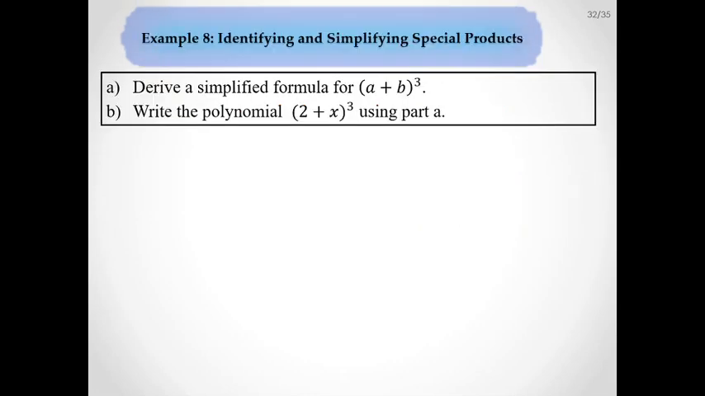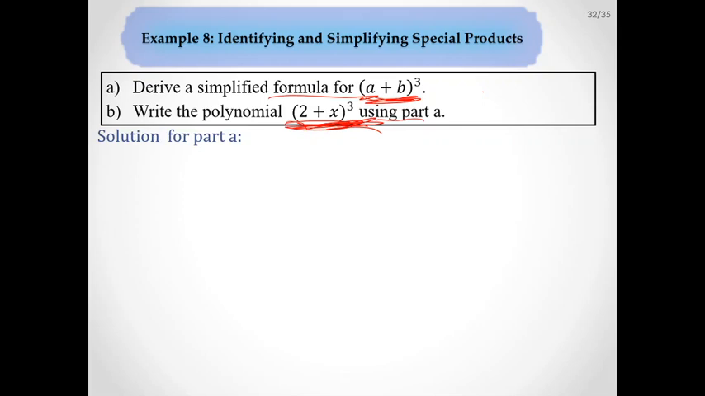Okay, let's look at this example. Derive a simplified formula for A plus B cubed. So basically it says, find what it is. Derive means find out or develop a simplified formula. So how can we do it? The other question is to write this one using part A. So we will get a formula for this, and then we will use the formula here.